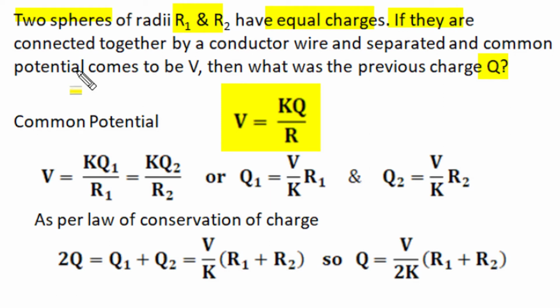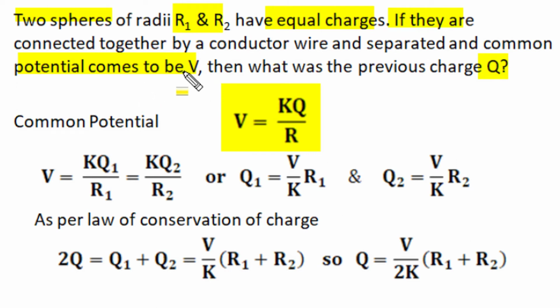If these two charged conducting spheres having different potentials are connected together by a conducting wire, then due to the potential difference, charge will start moving from the high potential sphere to the low potential sphere till the potentials of the two spheres become identical. At that identical potential condition, the two spheres are again separated and kept isolated, and the common potential comes to be capital V. Then we have to find out the amount of previous charge on the two spheres in terms of this common potential.